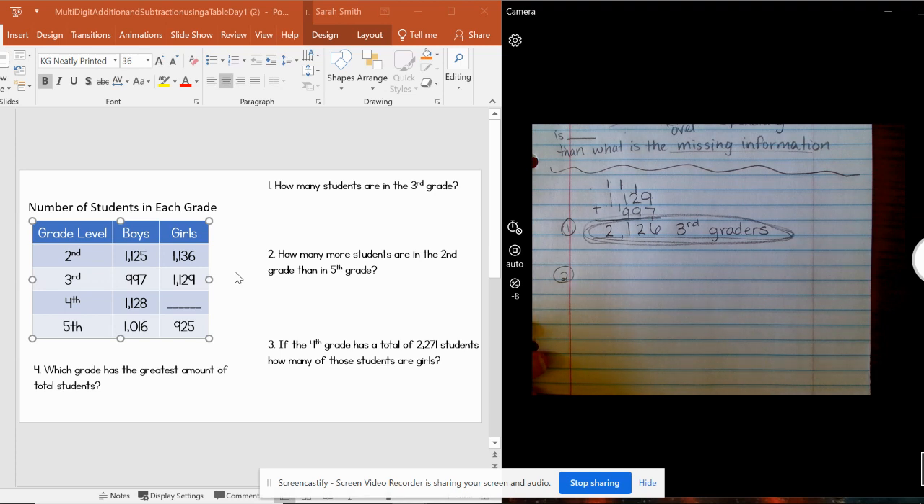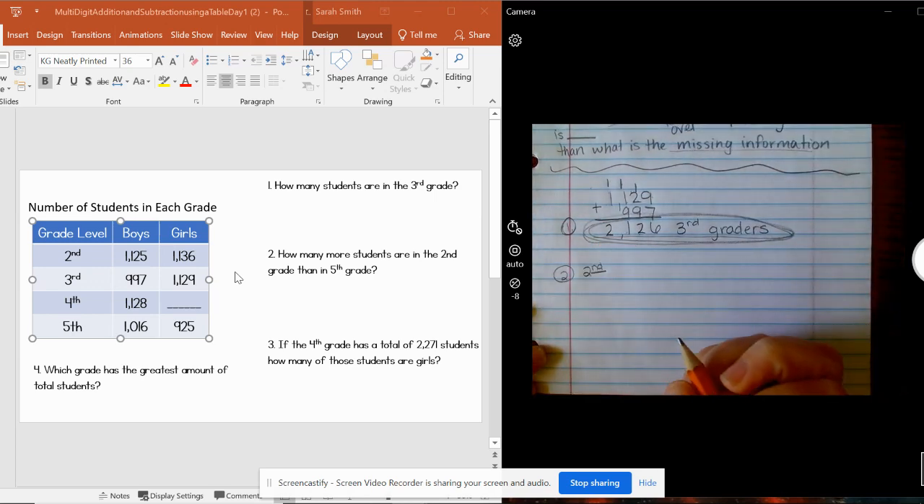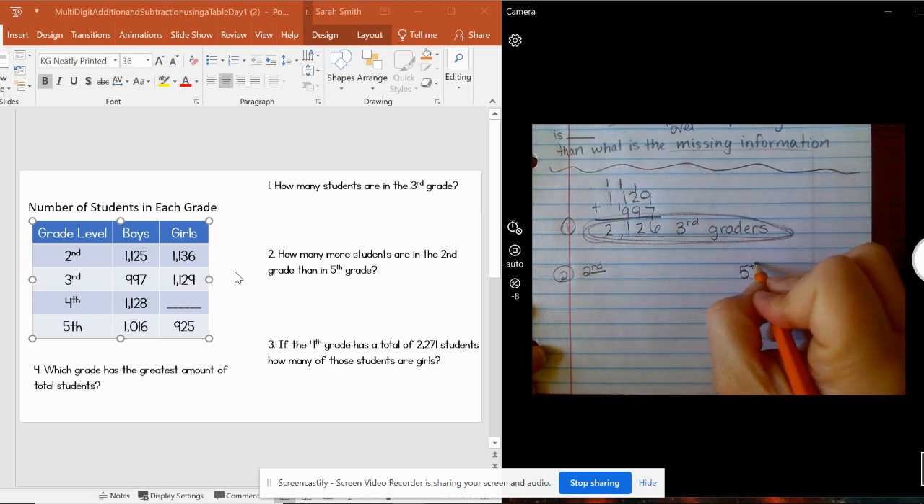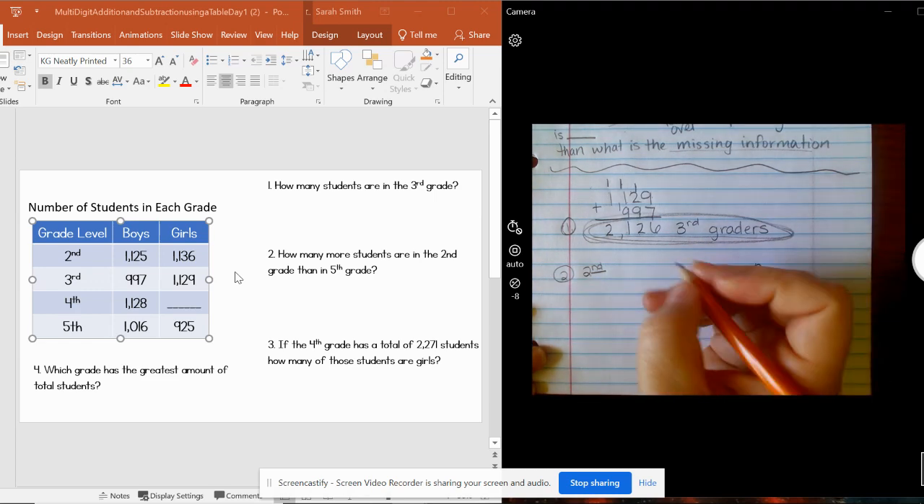I'll give you a little hint too. It's actually really helpful if you go ahead and do all your rows ahead of time. And that way, when you answer questions, you'll be one step ahead. So I'm going to go ahead and add the second graders because I need to know how many second graders are there total and how many fifth graders are there total before I can decide what the difference between the two grade levels are. So let's do that first.